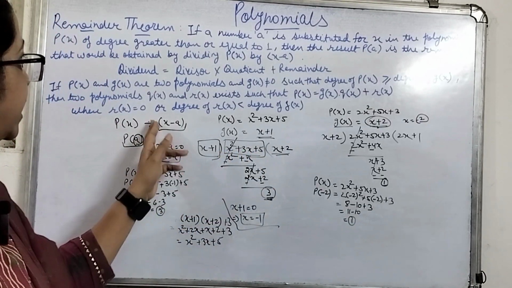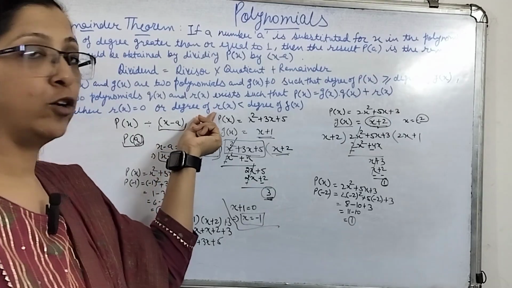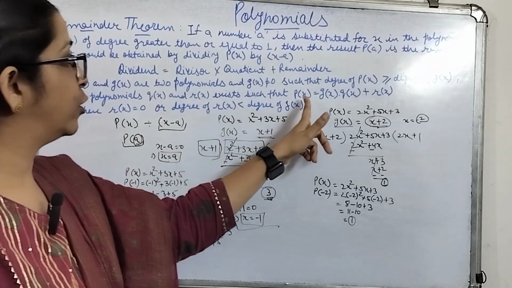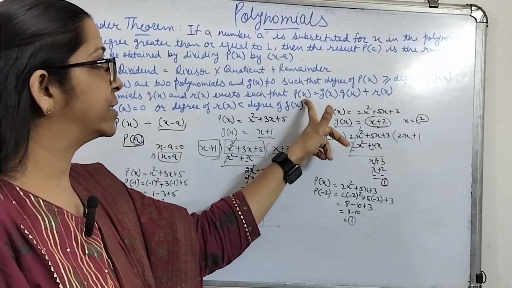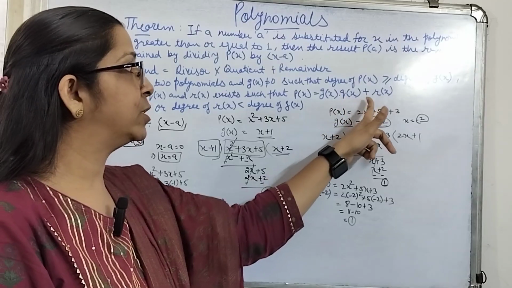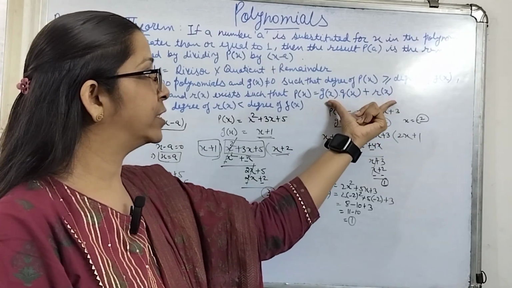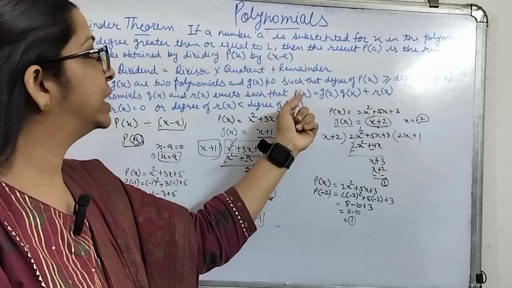That means we can say it is applicable for polynomials even. That means polynomial p(x), that is your dividend, is equal to divisor multiplied by quotient plus remainder. If we solve this part, it will be equal to the dividend.